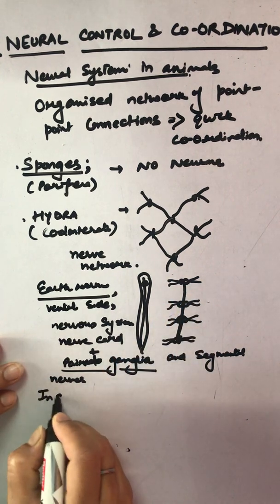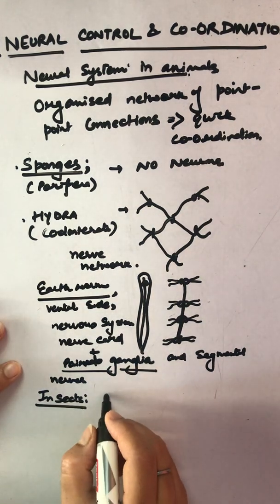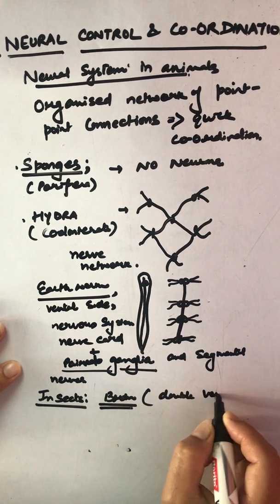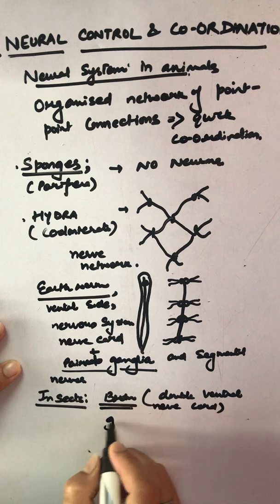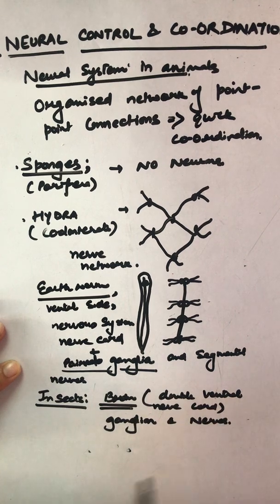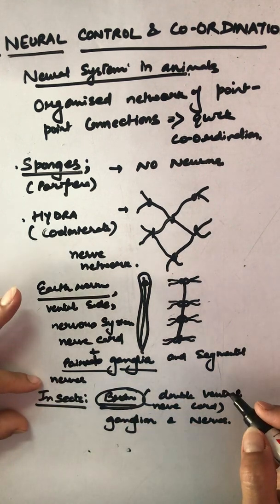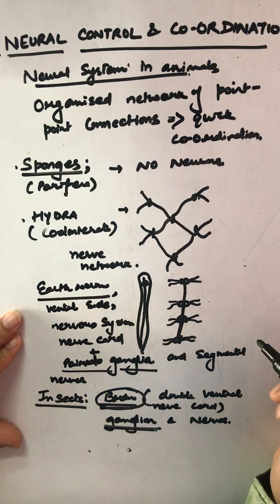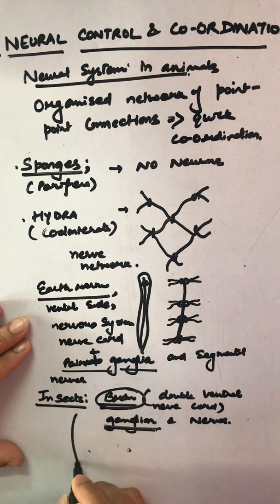Then insects, they show a little better organization compared to all three. They have a brain, a double ventral nerve cord, ganglia and nerves. This brain is not a well developed brain. The superior-most ganglia are known as the supraesophageal ganglia, which can easily process the information. So over there we said double ventral cord.